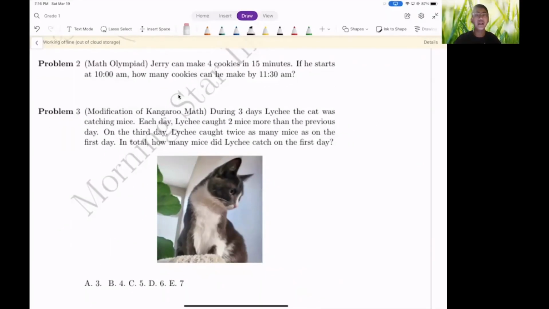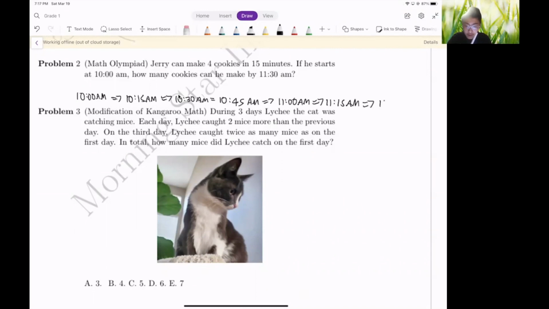Problem 2. Jerry can make 4 cookies in 15 minutes. If he starts at 10 a.m., how many cookies can he make by 11:30 a.m.? So let's start off at 10 a.m. And we can write out every gap for 15 minutes. So 10 a.m. to 10:15 a.m., and 10:15 a.m. to 10:30 a.m., and then 10:30 a.m. to 10:45 a.m., and then 10:45 a.m. to 11, and then from 11 a.m. to 11:15, and from 11:15 to finally 11:30 when he stopped baking.